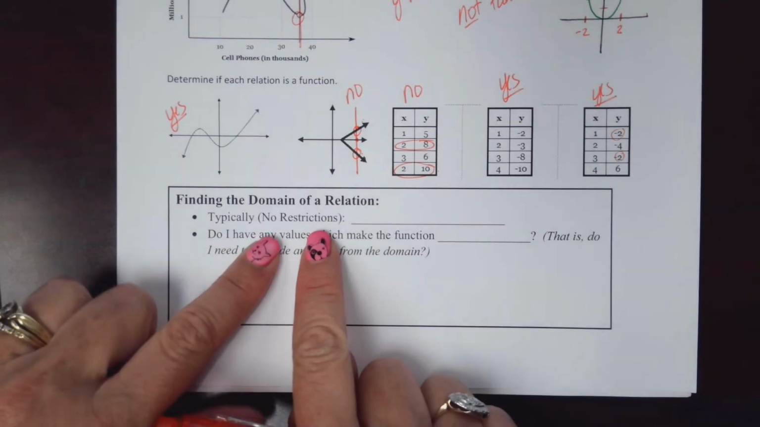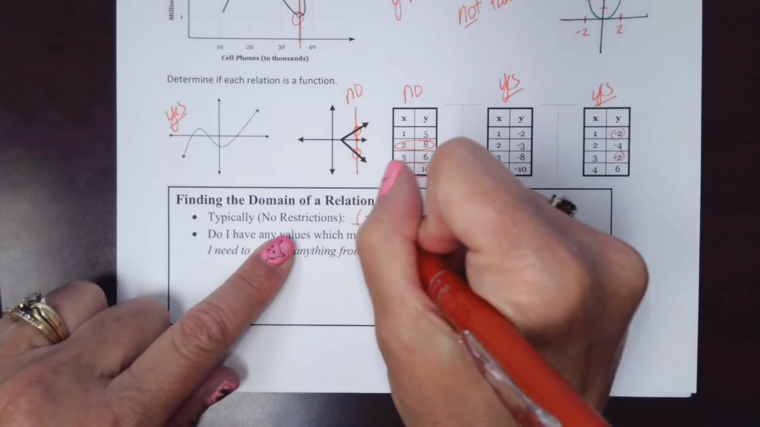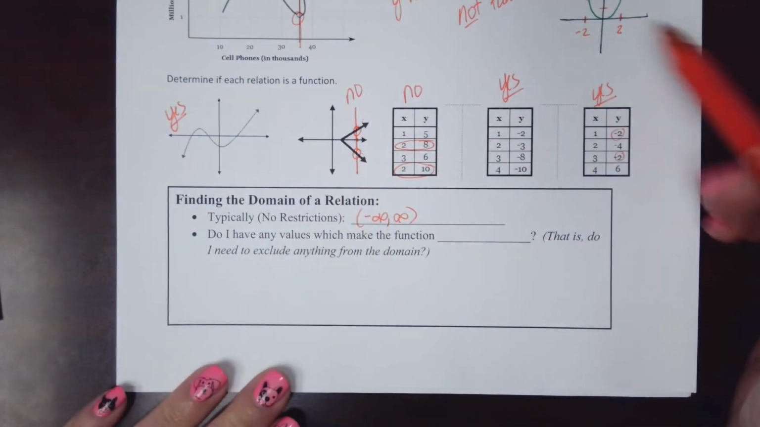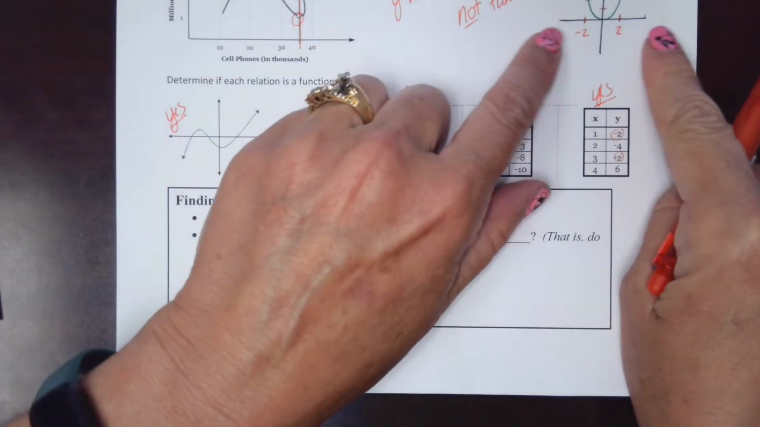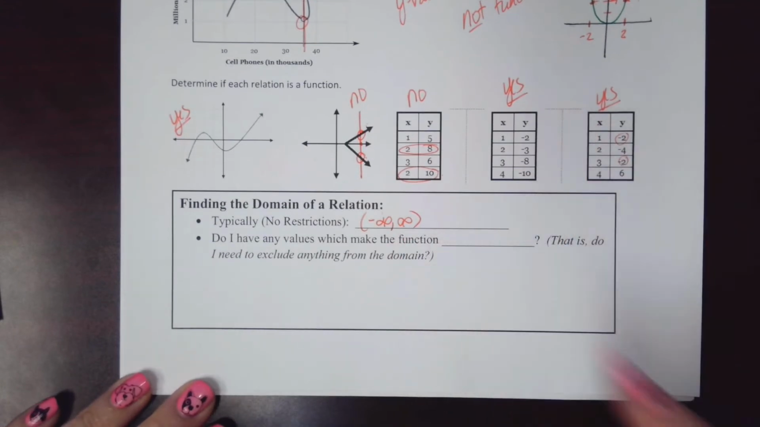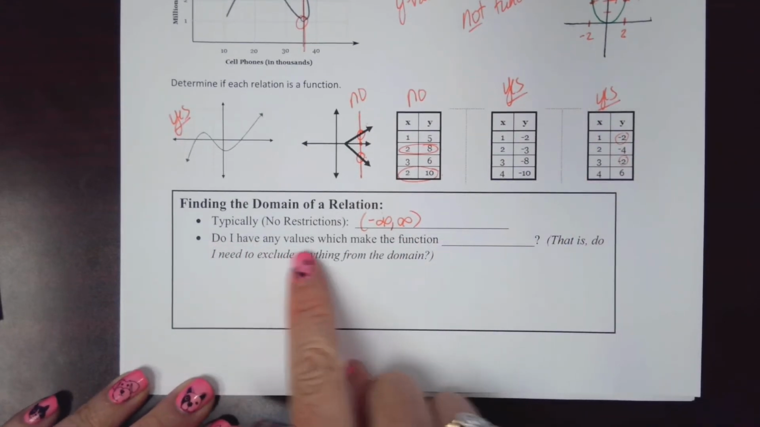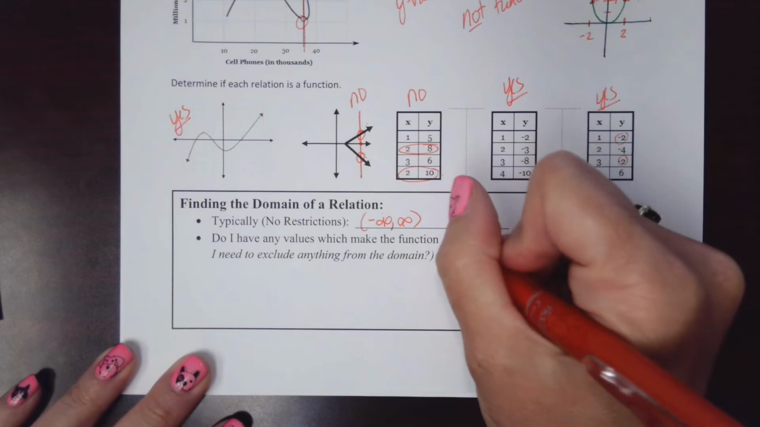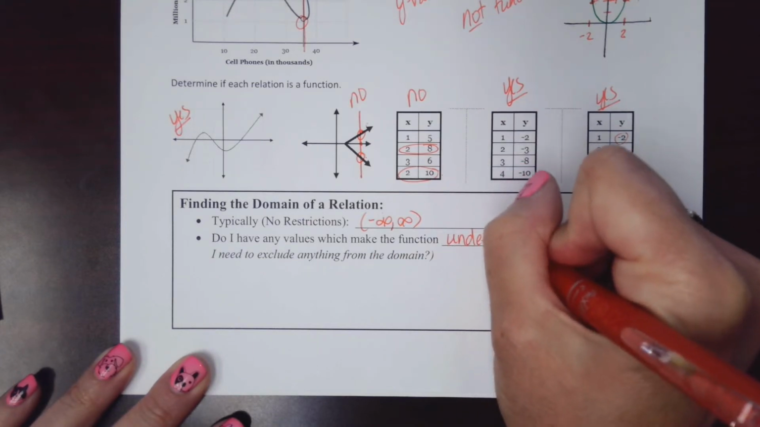Typically, if we have no restrictions, our domain is all real numbers. For example, our parabola extends forever in both directions. My domain here is all real numbers. And then I need to ask myself, do I have any values that make the function undefined? Is there a problem anywhere?